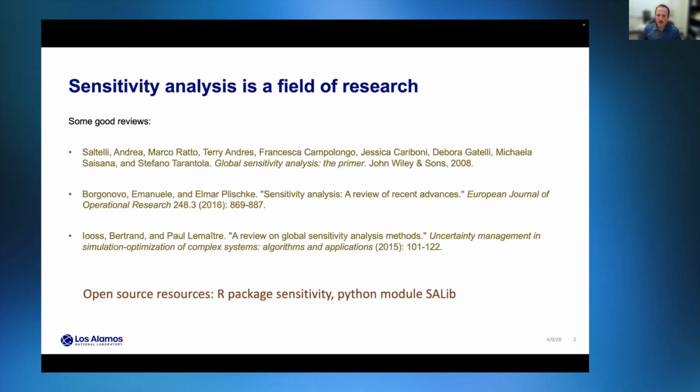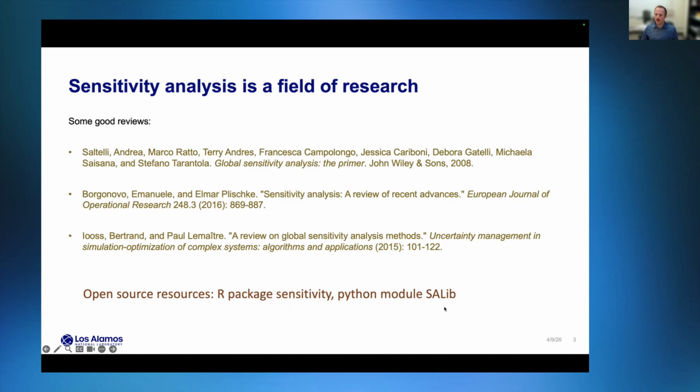Okay, so one thing I want to emphasize is that sensitivity analysis, like I'm talking about, is a field of research, and there's a lot of good reviews out there. Andre Saltelli, that I just mentioned, this is a book that I think is a great resource. And these two papers are great review papers that have some of the more modern approaches that are being used. There's also some great open source software. The R package sensitivity is a great one. As new methods are developed, they will end up there. And so there's a lot of different methods that can be tested with that package.